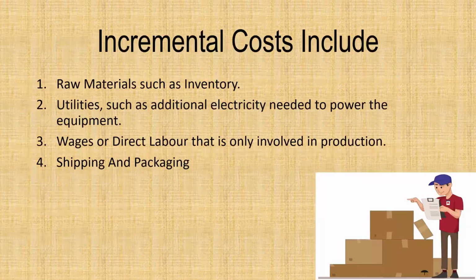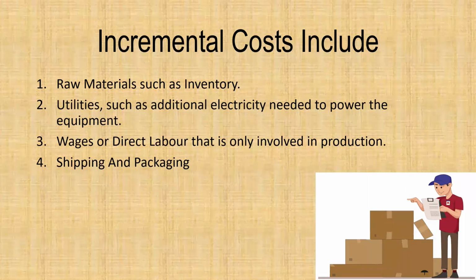And then the last one: incremental costs include what? We all know that it includes raw materials such as inventory, utilities such as additional electricity needed to power the equipment, wages or direct labor that is only involved in production. Remember that it is only involved in production. And then shipping and packaging. So I hope you all understood what I was trying to convey.